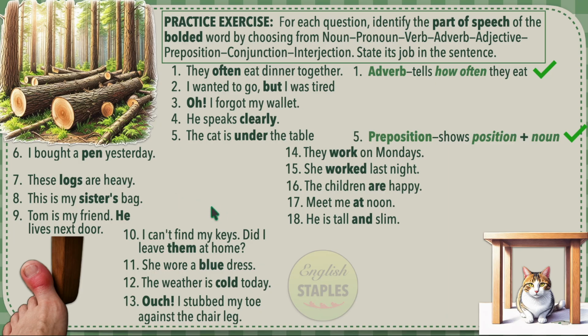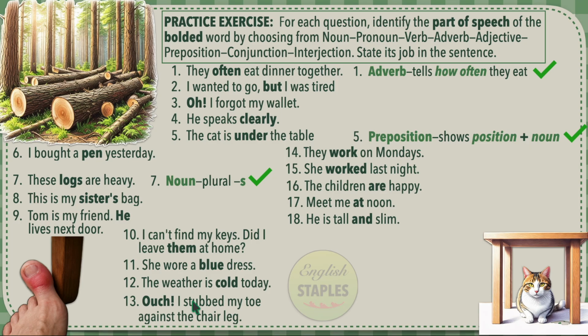Let's do number 7 together. These logs are heavy. These are logs. One log, more than one, logs. These logs are heavy. What can we say about logs? If you said noun, I agree. What else could we say? Maybe we could say it's plural, right? It's plural. That takes the S. Let's do number 13 together.